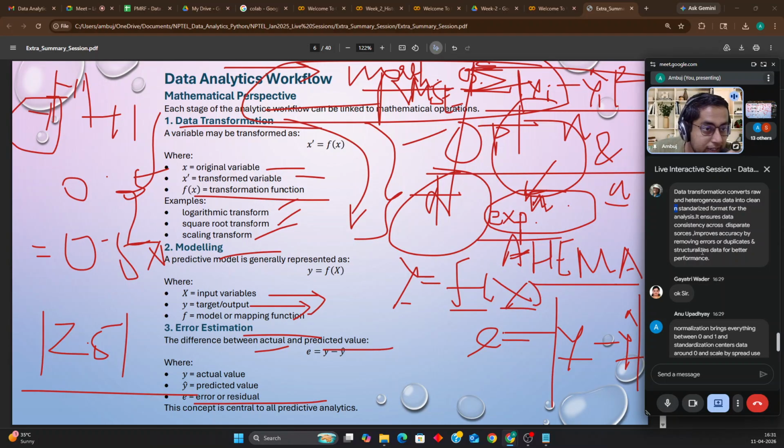"It ensures data consistency across disparate sources." The spelling of sources is wrong. "Improves accuracy by removing errors or duplicates and structuralizes data for better performance." Answer is correct. You know the content. I am very satisfied with your answer. Most satisfied with your answer.